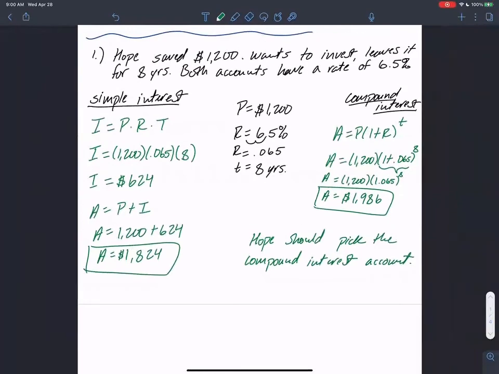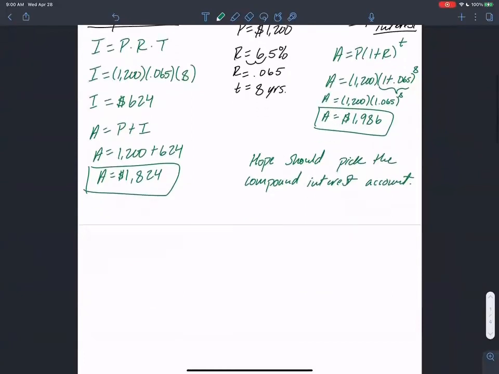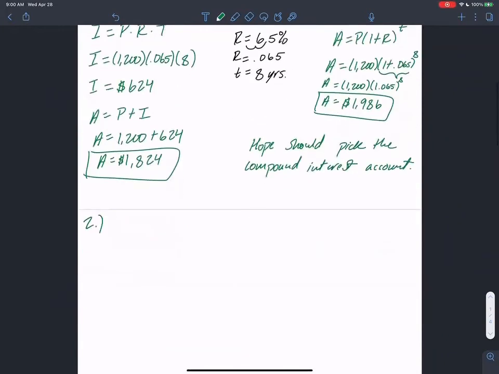Now, there will most likely be another part to this question, and I'm going to show you what it would be. What if Hope saves the money for 25 years?